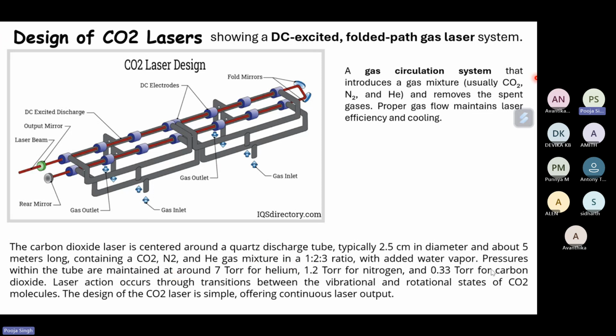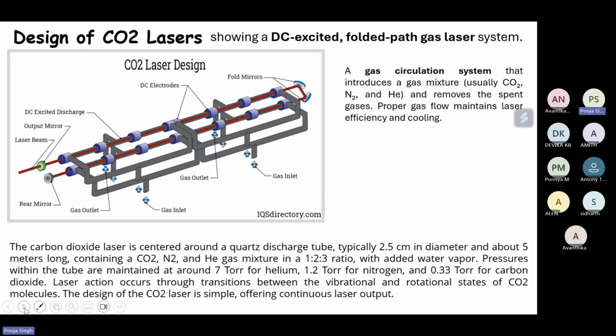Okay, so what is basically inserted and what's the ratio? So the carbon dioxide laser is basically centered around a quartz discharge tube, and it will typically have a diameter of 2.5 centimeters. And also CO2, nitrogen and helium will have a mixture in a 1 to 2 to 3 ratio. Okay, and some amounts of pressure that we can add are 7 torr, 1.2 torr. These are all the gas pressures added when you have to go inside into the lasers.